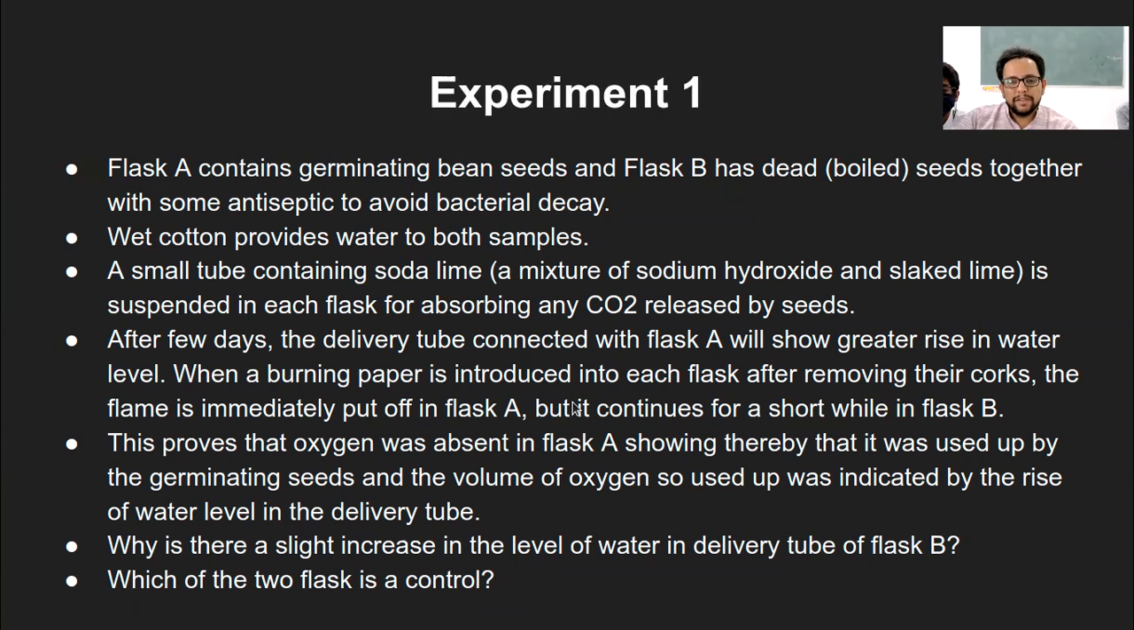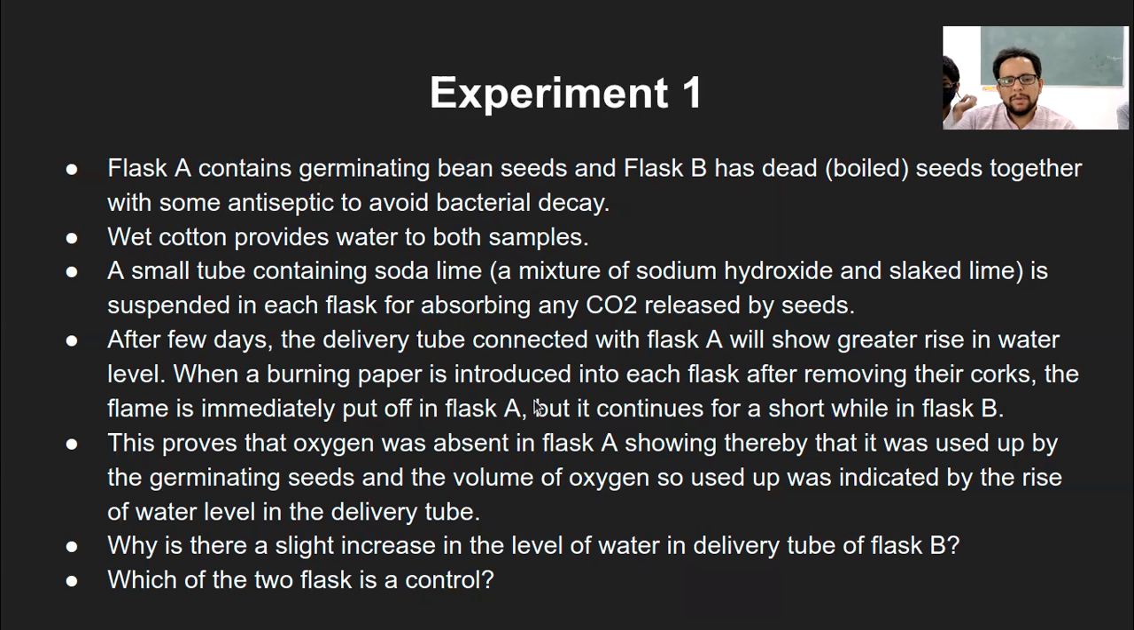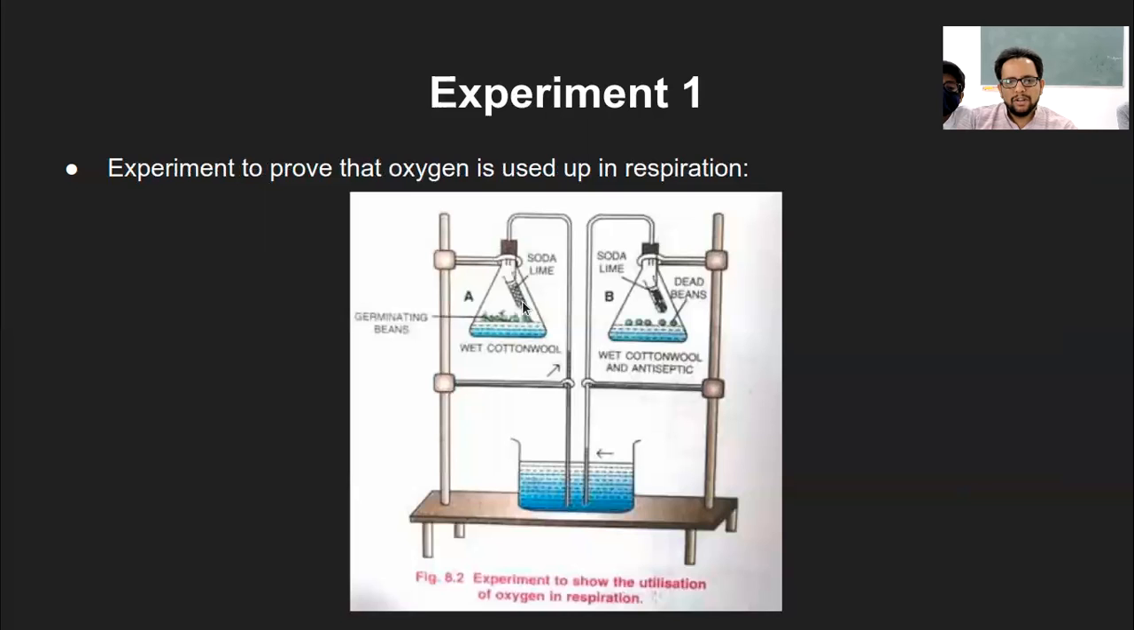Now a burning paper is introduced into each flask after removing their corks. These are rubber corks which hold the flask airtight, so that no air can be exchanged from inside to outside. When the cork is removed and the burning paper is held inside the conical flask, the flame is immediately put off in flask A, while it continues for a short while in flask B. This is an indication that oxygen is completely taken up by these germinating seeds.